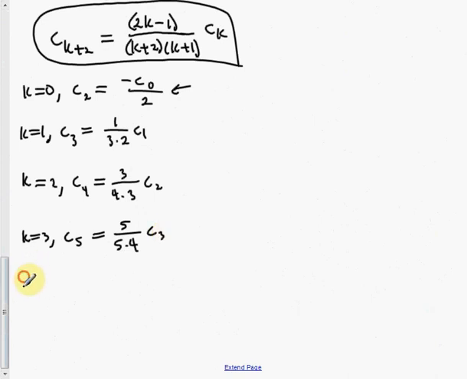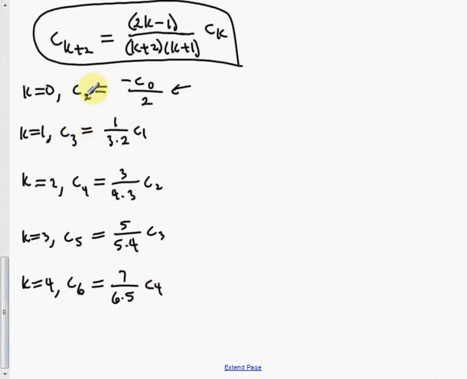Let's just do one more. Hopefully that'll give us a pattern that we want. So c sub 6. So k equal to 4. That's 8 minus 1. I get 7 all over 6 times 5 times c sub 4.